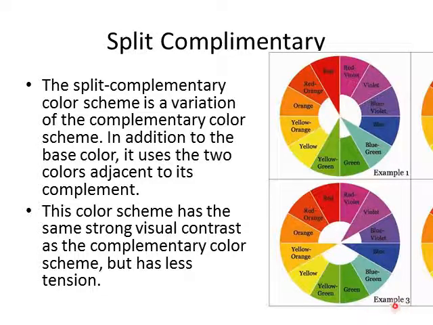Okay, let's go down here to example 3. So remember how I used the example of purple and gold? This is sort of in that same vein, but this has got the yellow orange as the base color. So this is the main color, and then corresponding it, instead of the blue violet, it uses one on either side. So the violet and the blue, and there's less tension, but it's still a strong visual contrast.